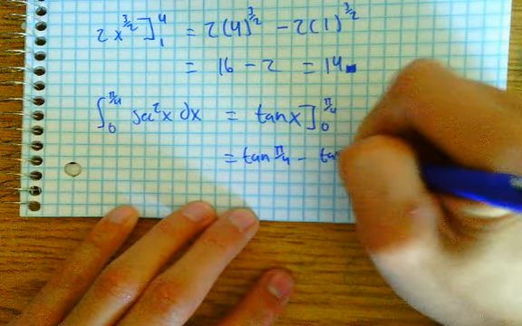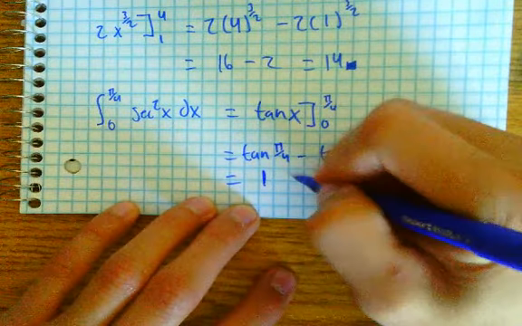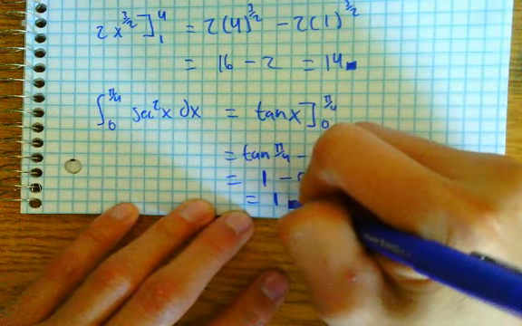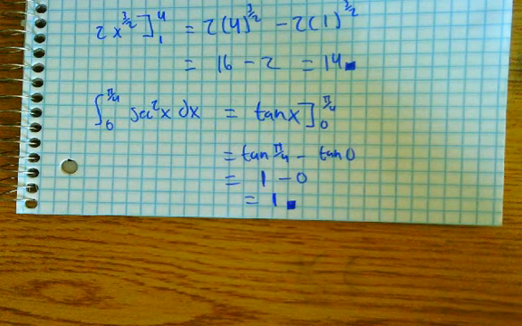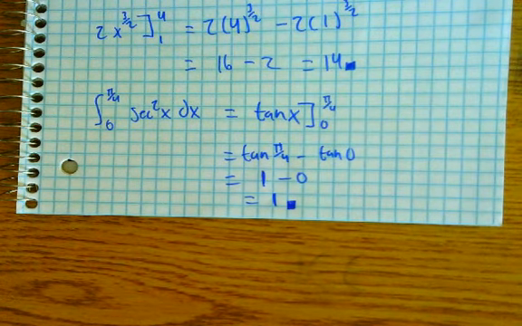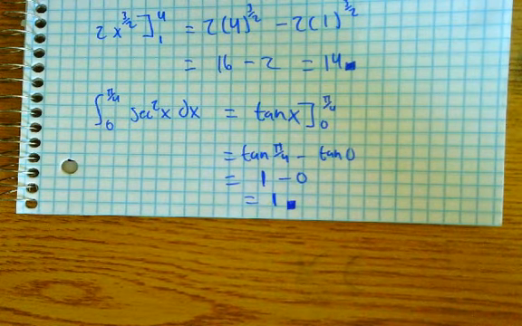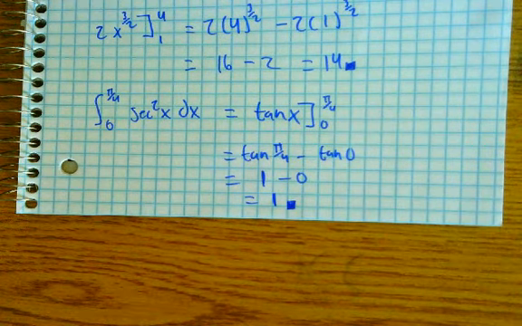Tangent of pi over 4 minus tangent of 0. The tangent of pi over 4 is 1, and the tangent of 0 is 0. So 1 minus 0 is equal to 1. This problem becomes very easy if and only if you remember your rules of integration and differentiation, for that matter. Okay, these problems can become very tough if you do not have your rules memorized.